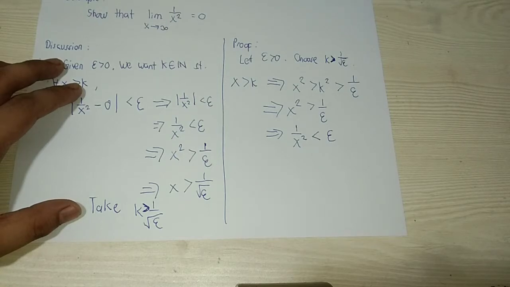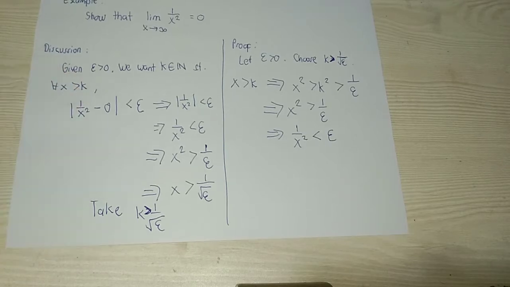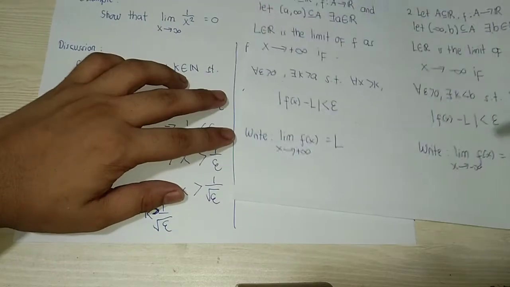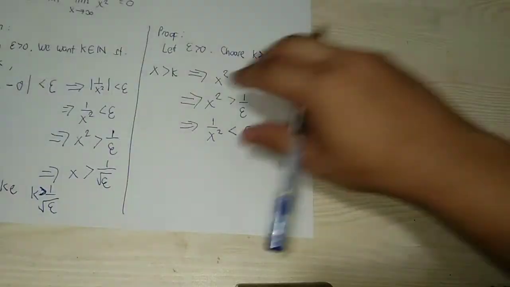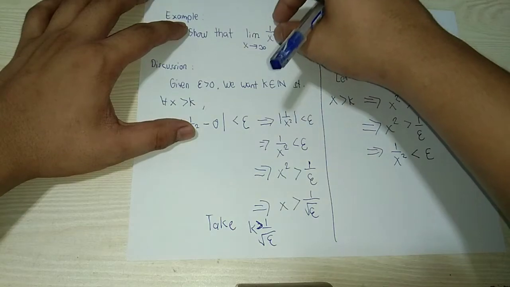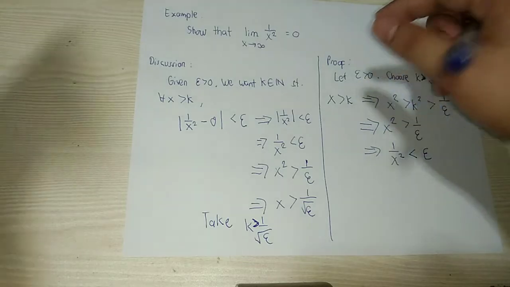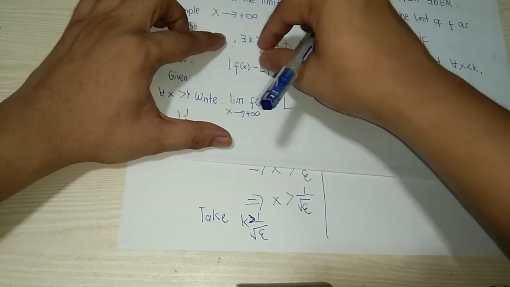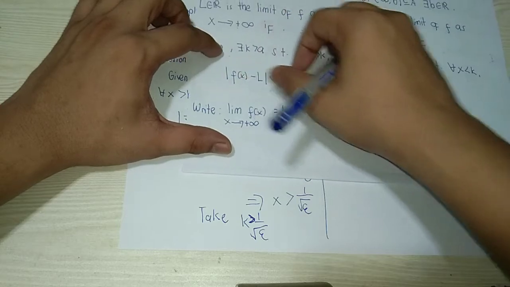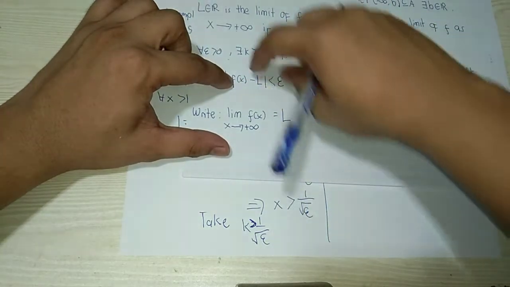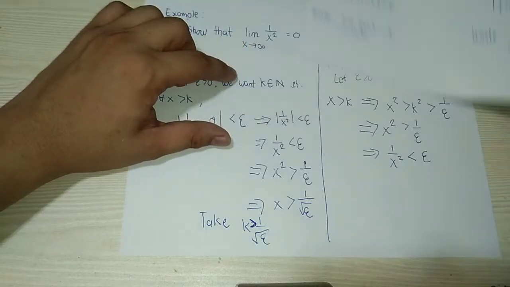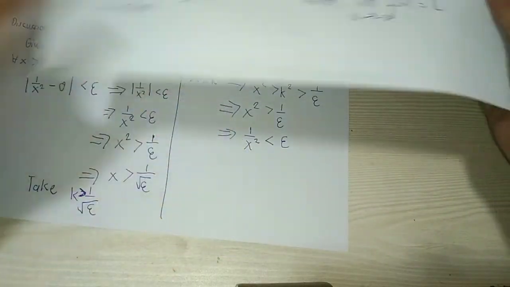Okay, kinuha natin yung reciprocal. Okay? Ba't kinuha natin yung reciprocal? Kasi, makikita natin sa definition, dito kasi, ang given natin yung 1 over x squared, dapat less than sa epsilon. So, ito, yung definition, ito, f of x, yung 1 over x squared, tapos yung L, dapat yung distance niya less than sa epsilon. Kaya kinuha natin yung reciprocal.